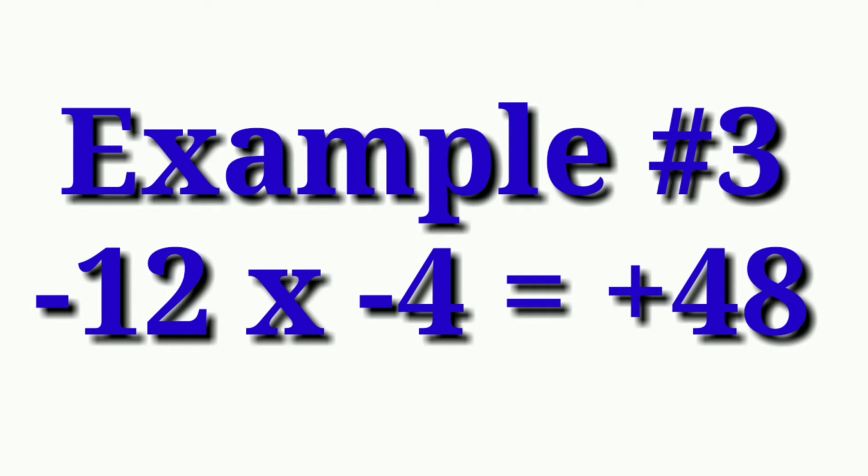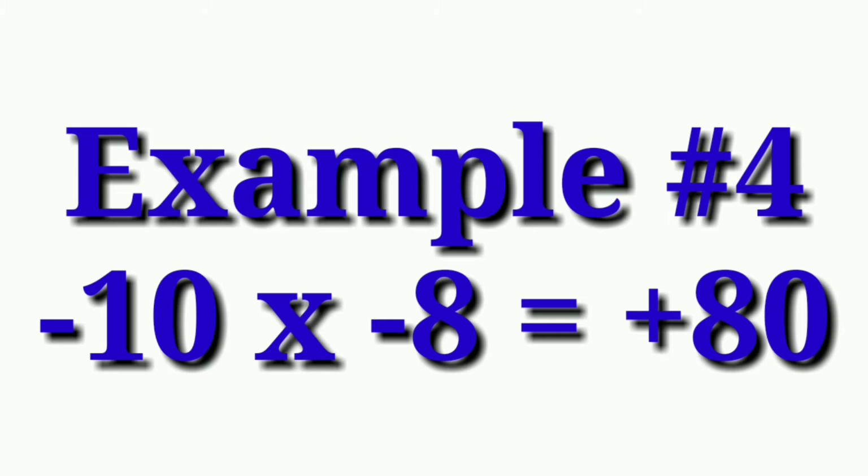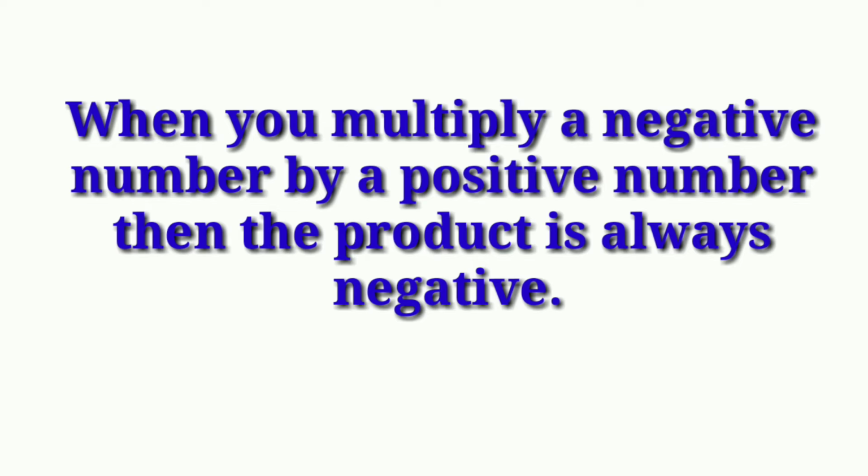Next, example number 3. Negative 12 times negative 4 is equal to positive 48. So they are both negative signs, so that is positive. Example number 4, we have negative 10 times negative 8. So that is positive 80. Okay, let's proceed to the next one.